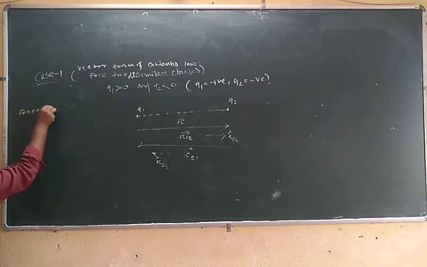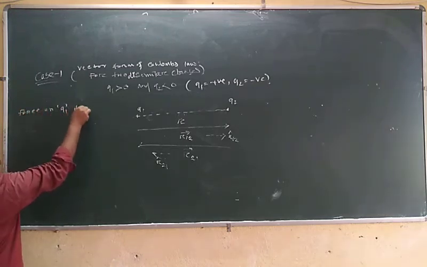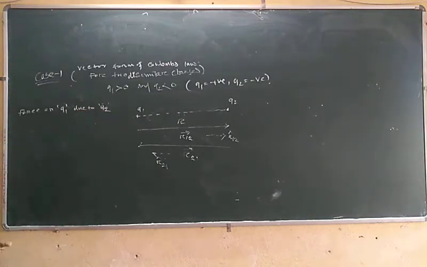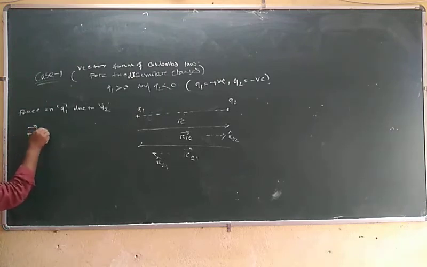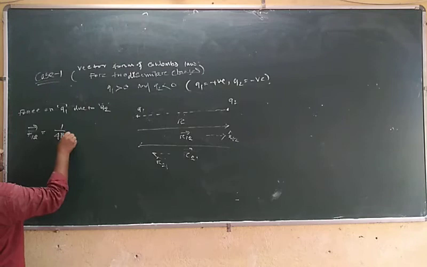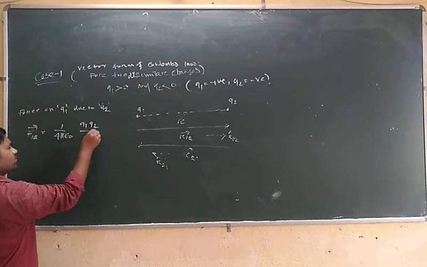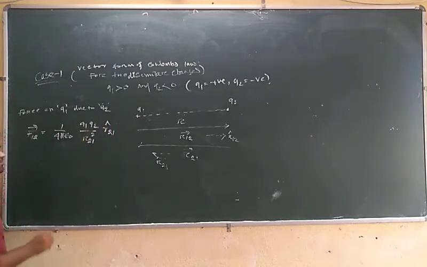Force on q1 due to q2. So the force is acting on q1 because of q2. That means the action starts from the second charge and goes to the first charge, so that will be the F12 vector. When we write the F12 vector, it means the displacement from 2 to 1, so that will be 1 by 4 pi epsilon naught q1 q2 by r21 square r21 cap.